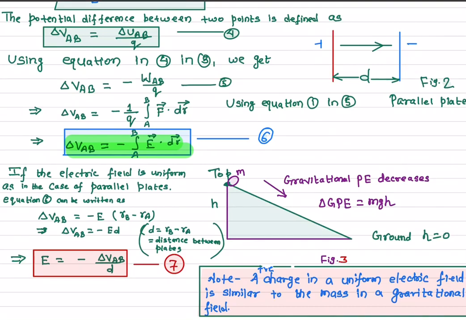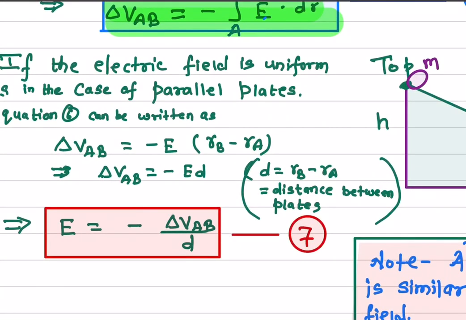In this case, let's say the displacement is from charged plate A to charged plate B. Let me write down here, this is the plate A and this is the plate B. And then the displacement would simply be RB minus RA, which is the distance between the plates. So what we have found is the change in the potential. The change in potential is equal to negative of the electric field times the distance. Or in other words, the electric field is equal to negative of the change in potential divided by the distance.